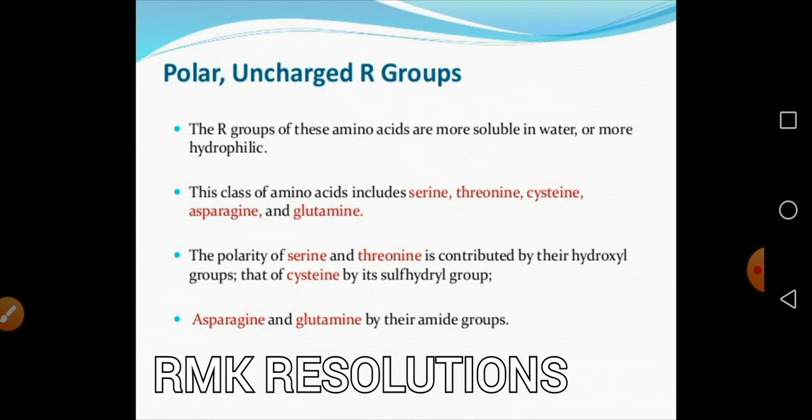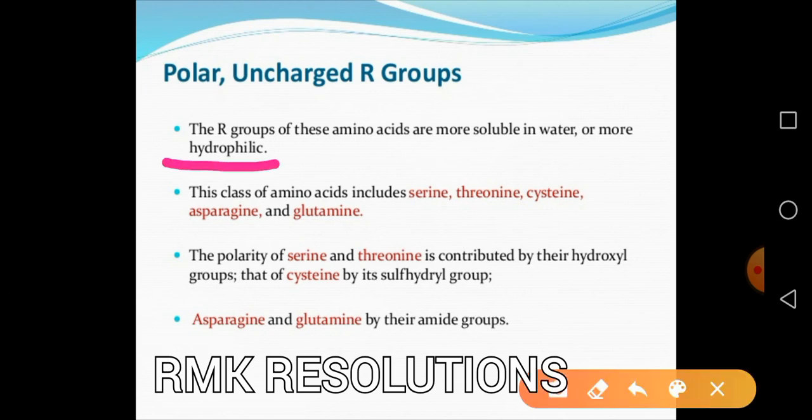The next amino acid class is the polar uncharged R group. These R groups of the amino acids are more soluble in water, as I said earlier. Polar means what? It has a dipole or it has an ionic group. That's why it is called polar. So polar uncharged amino acids are more soluble in water and they are hydrophilic in nature. Hydrophilic means water-soluble molecule. In this particular class, serine, threonine, cysteine, asparagine, and glutamine come.